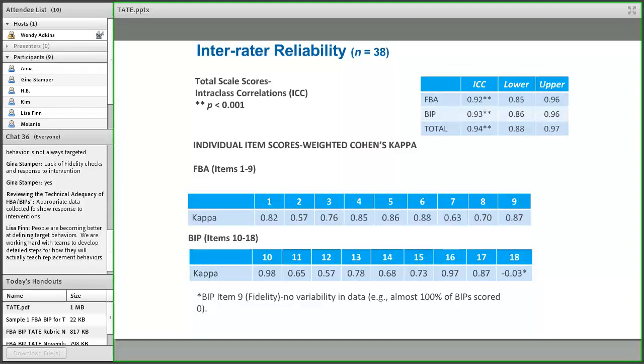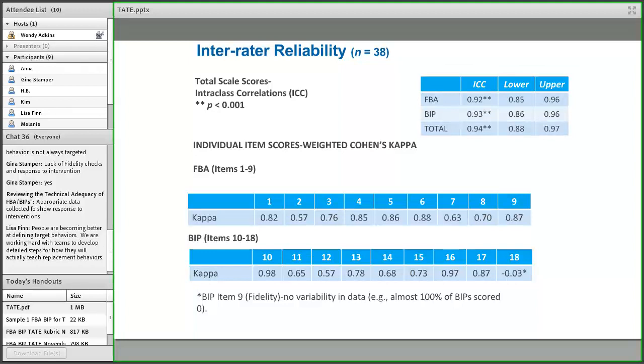So you can see that two people using the TATE to score an FBA and a BIP independently will come to very high agreement. As you can see, between the lower and the upper, we don't have that much variation. So we know this is a very reliable instrument, which is great.